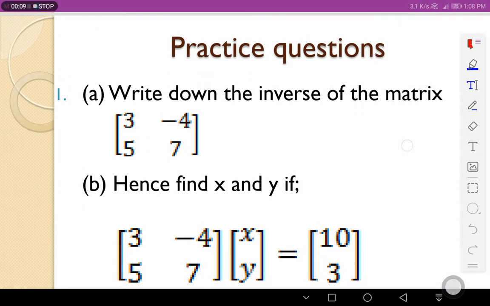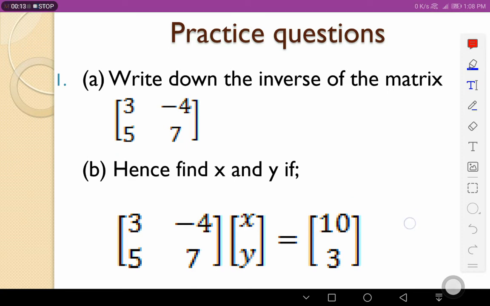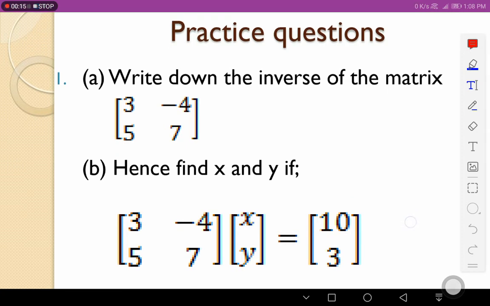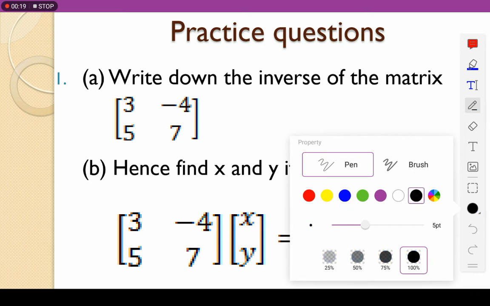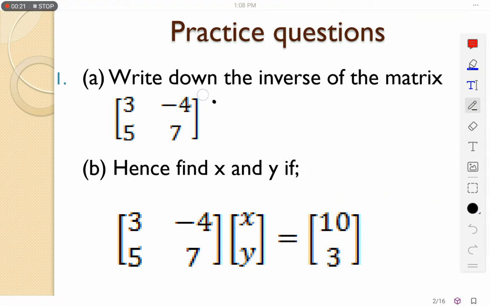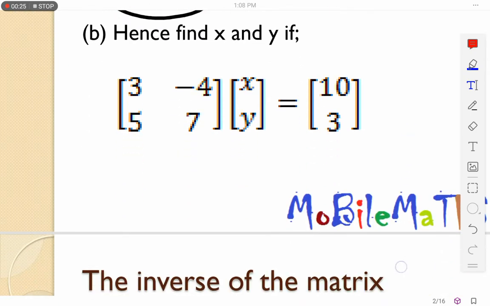Today we want to solve those practice questions that I gave you in the previous lesson. So here the first question is asking us to find the inverse of this matrix. Okay, so let's find the inverse of that matrix.